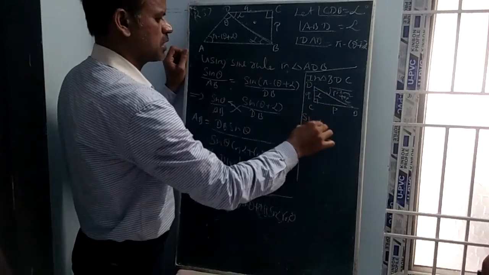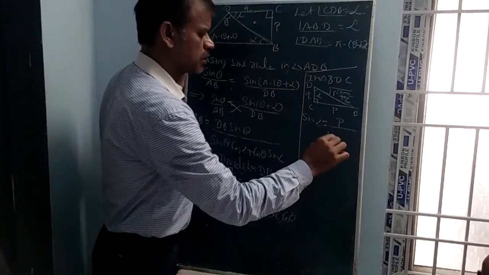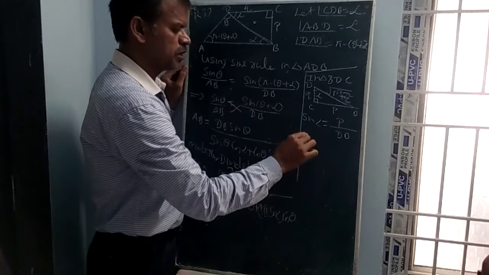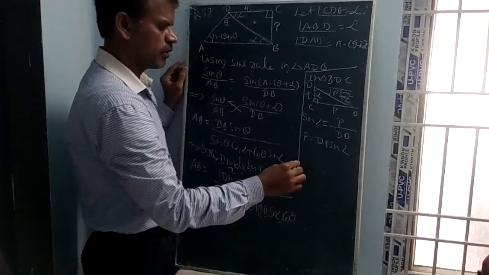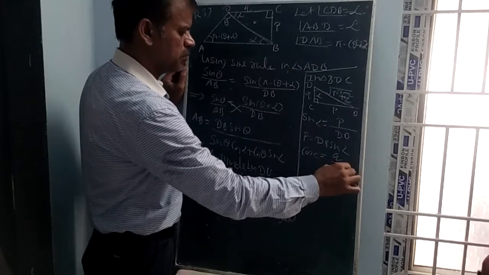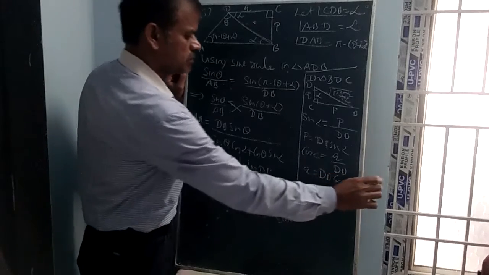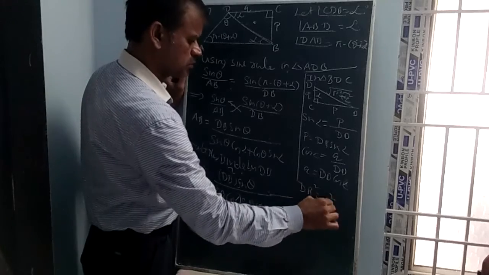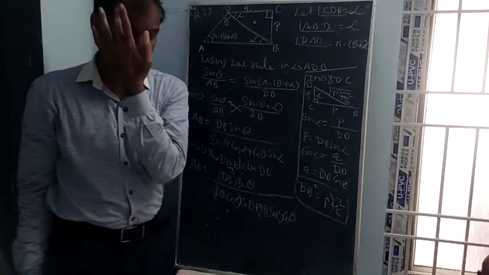So you can write here sine alpha is equal to opposite by hypotenuse, so P by DB. So P gives DB sin alpha. And cos alpha is equal to adjacent side by hypotenuse, Q by DB. So Q gives DB cos alpha. And directly you can write DB square is equal to P square plus Q square, because DB is equal to root of P square plus Q square.